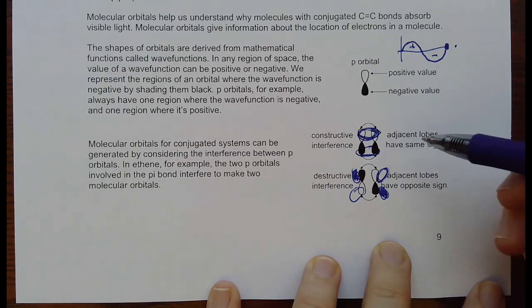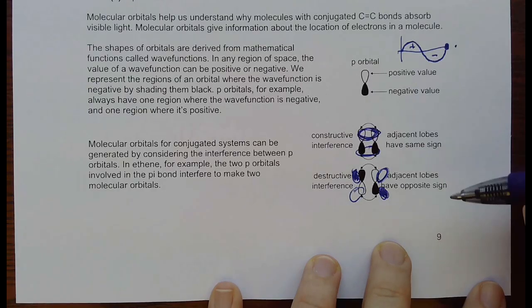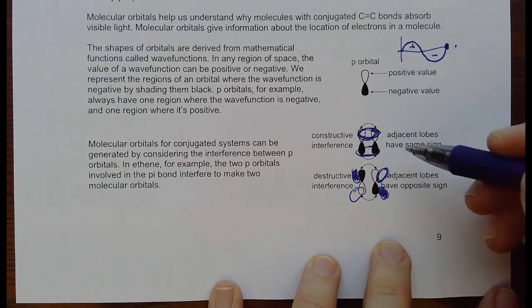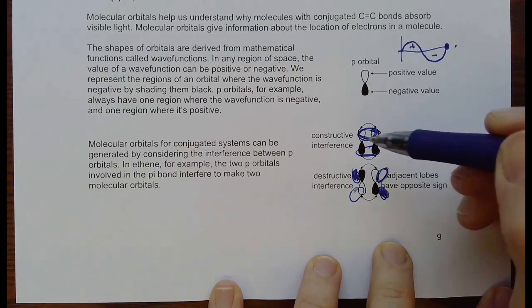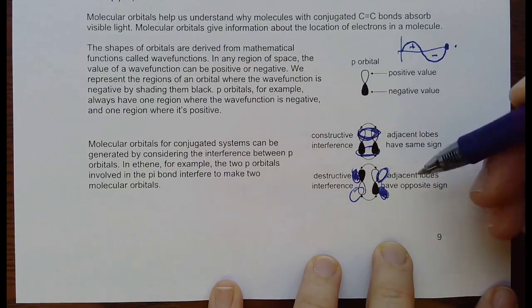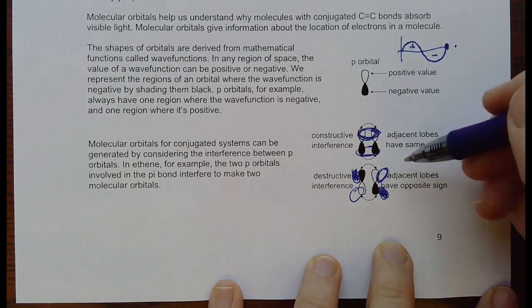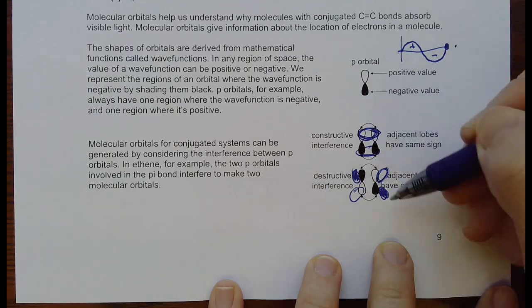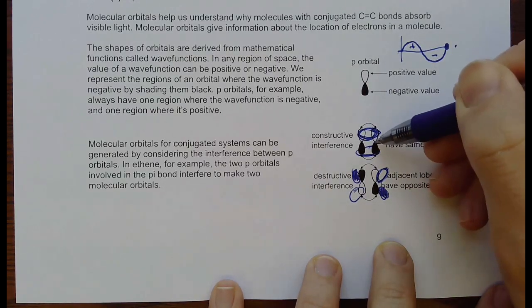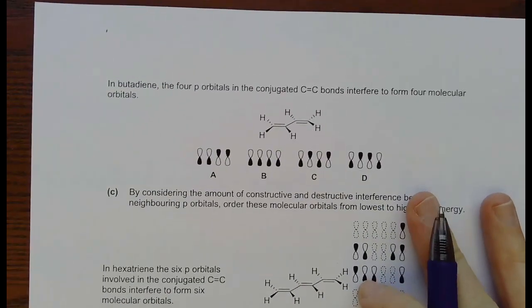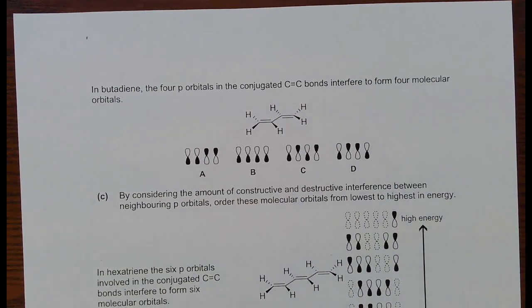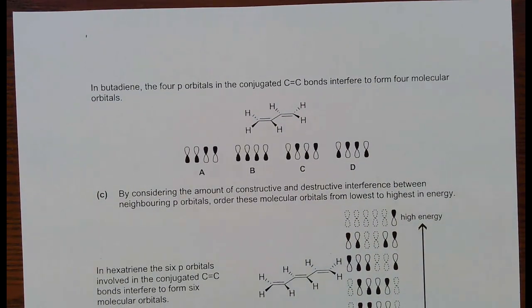But the key thing here, in order to be able to answer this question, is that you need to be able to identify that when you're given a constructive interference, a bonding interaction, that's going to be lower in energy. So if you have this orbital and you have this orbital, the electrons will go into this orbital because they are lower in energy. So we're given these 4 orbitals here, and we're asked to put them in order of energy.